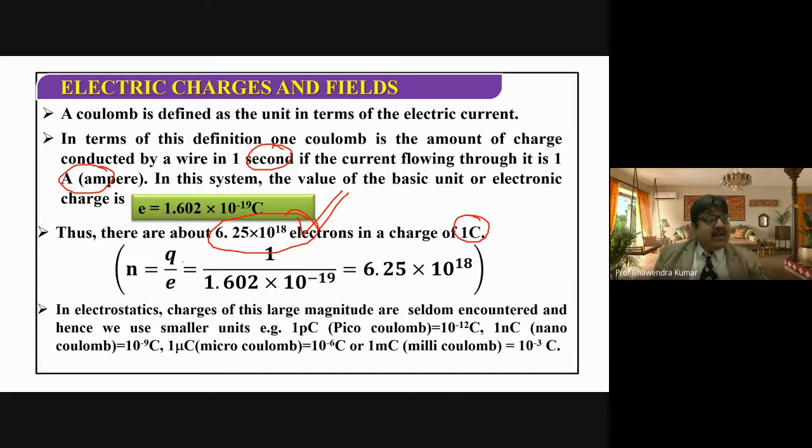But this is a large unit of charge. So what are the smaller units that we use? We use picocoulombs. How much is 1 picocoulomb? 10 to the power minus 12 coulomb. We use nanocoulomb. How much is 1 nanocoulomb? 10 to the power minus 9 coulomb. Then microcoulomb. What is 1 microcoulomb? 10 to the power minus 6 coulomb. We also use millicoulomb. How much is millicoulomb? 10 to the power minus 3. Okay.